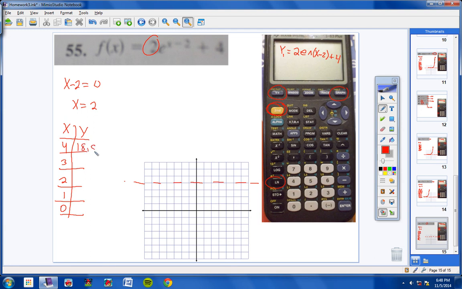Hopefully I've done mine correctly. 18.8, 9.4, 6, 4.7, 4.3. Okay, so here we go. Over 4, way up here somewhere. Okay, over 3, up 9.5. Over 2, up 6. Over 1, up 4.7. And then zero, 4.3. So there it is.